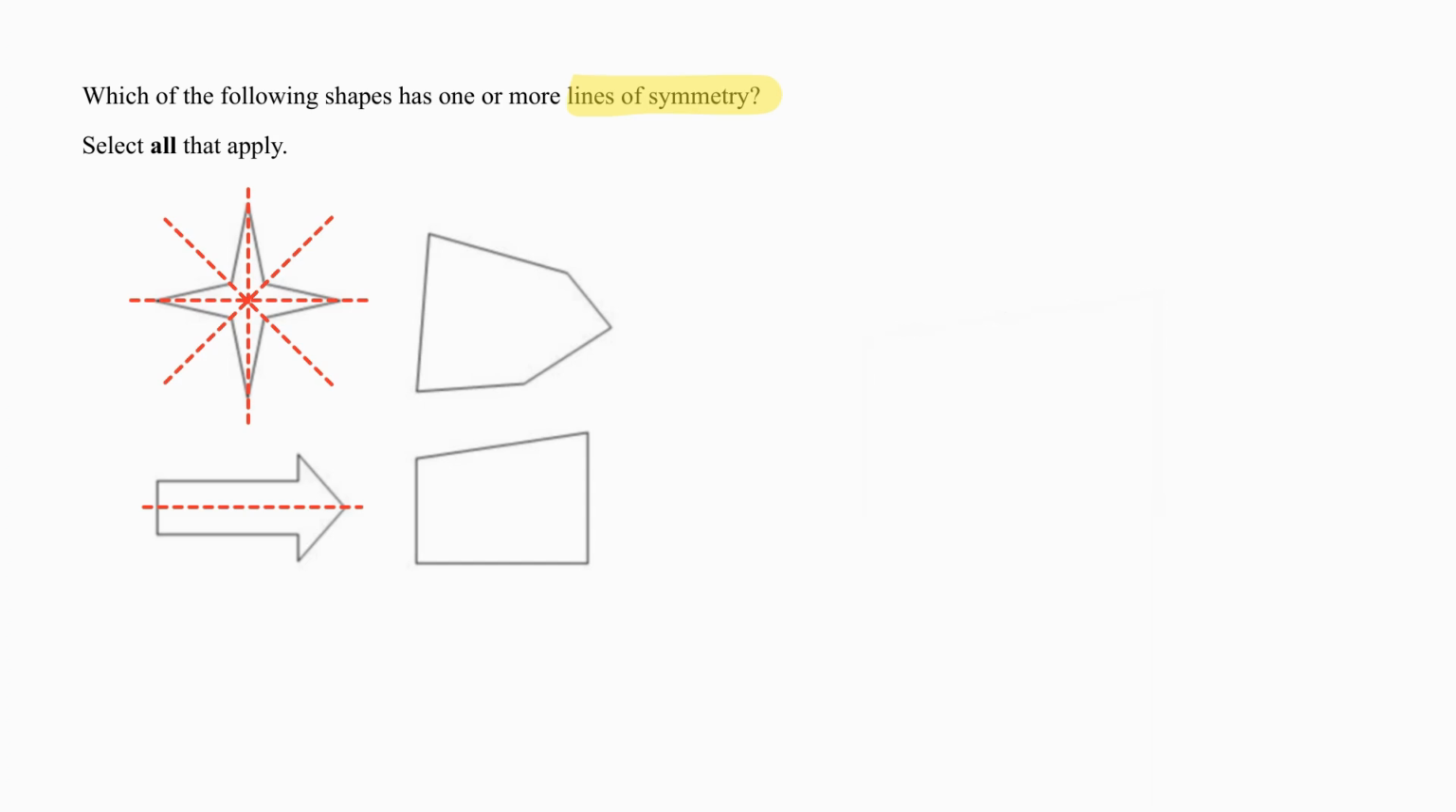To solve this question, the 2 shapes that have symmetry lines are the 4-pointed star and the arrow.